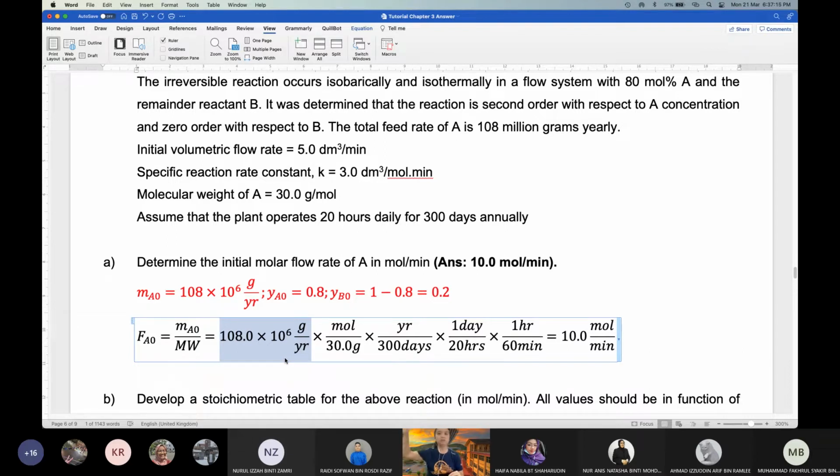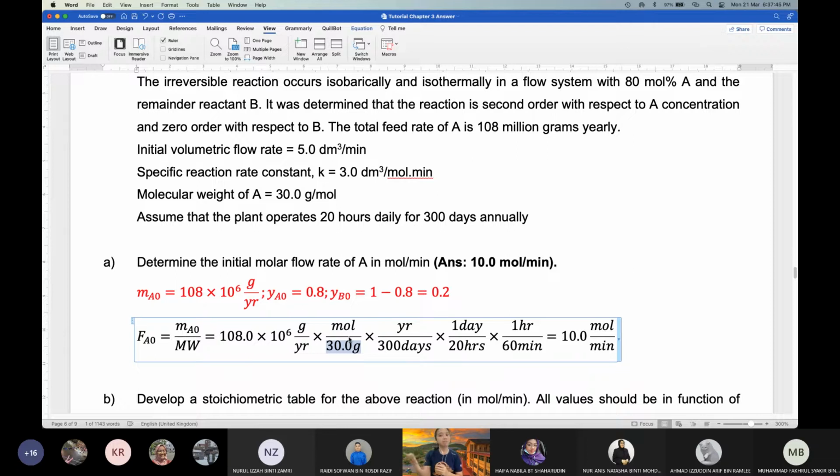You know that the ultimate answer must be in mole at the top. Now my unit gram is at the top. I want to convert gram to mole. So if you do the unit cancellation, meaning you divide by the molecular weight, the molecular weight is 30 gram per mole. So I will put 30 gram at the bottom and mole at the top, because we must divide by the molecular weight.